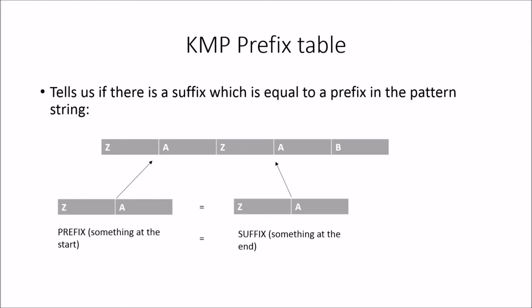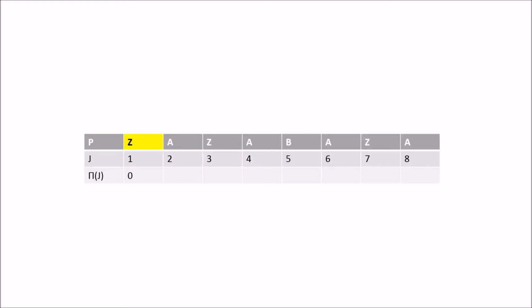This is all made possible with the help of the prefix table. The prefix table tells us where to restart the matching process when we have a mismatch. In more basic terms, it tells us if there is a suffix in the pattern that is equal to a prefix. Let's go through an example.